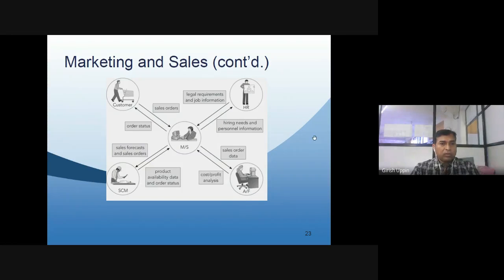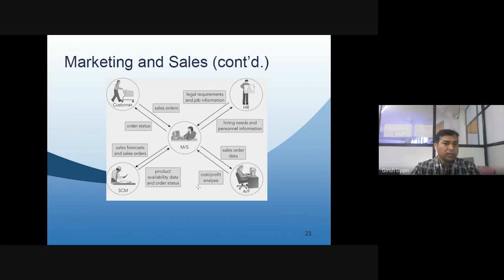So this is how information sharing happens. This is the marketing and sales. The customer places an order, and once all the process is done, he will be able to track the order status. Marketing and sales have to give the requirement to the HR for the personnel, and the HR will perform the hiring for these people. And similarly, whenever there is a sales order, they will generate the sales order, which will go to accounting and finance.